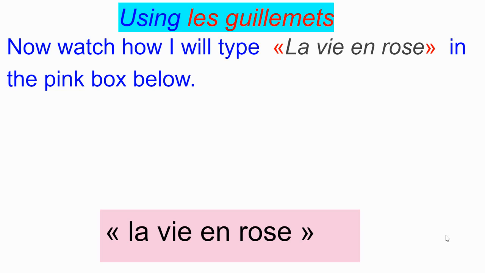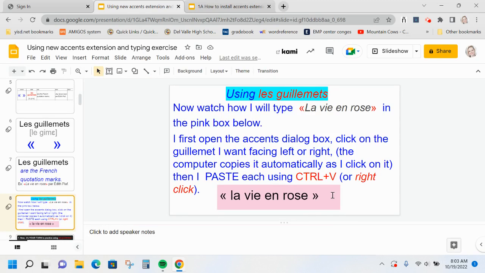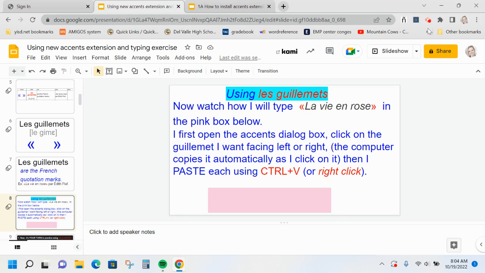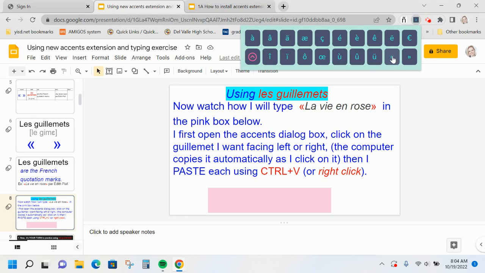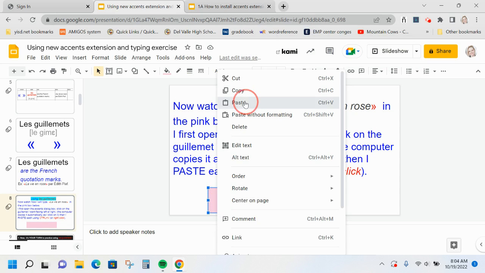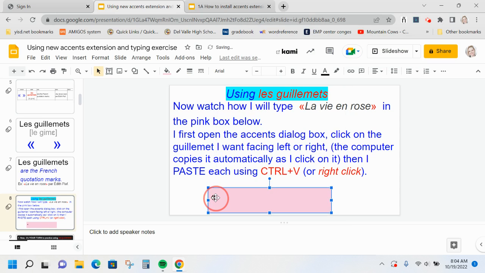All right, using les guillemets, now watch how I'll type La vie en rose in the pink box below. Actually, I'm going to redo that so you can see. All right, now watch as I type in my guillemets. I'm going to go to my French accent extension, find the guillemets facing left, click on it, go wherever I want to type things. And here I'm going to click on paste, or I can do CTRL+V. It works either way. And then I can type my word here, right? La vie en rose.